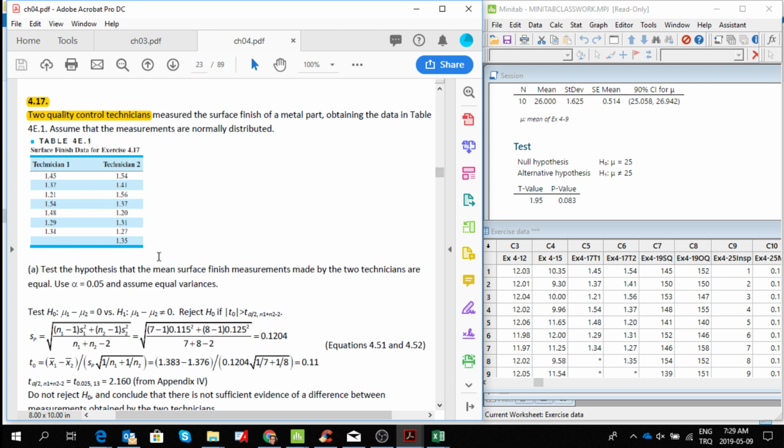The question is, test the hypothesis that the mean surface finish measurements made by the two technicians are equal, which is mean 1 equals mean 2. We choose alpha to be 0.05 and we assume equal variances. So our test hypothesis is going to look like H0: mu1 minus mu2 is equal to 0 versus H1, the alternative hypothesis, mu1 minus mu2 is not 0. And we remind that we reject H0 if the absolute value of the test statistic t0 is strictly greater than t alpha over 2, comma, n1 plus n2 minus 2.